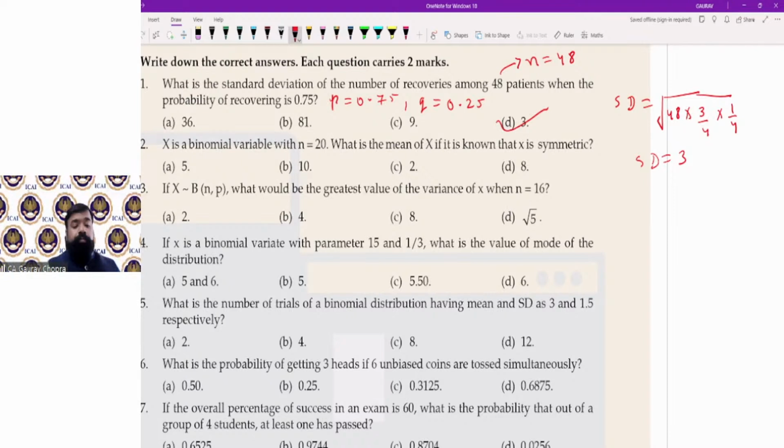The next one. Second, x is a binomial variable with n equal to 20. So this time n is given. What is the mean of x? We have to calculate the mean if x is symmetric. Symmetric means P is equal to Q, that is 0.5. So for the calculation of mean, it is 20 into 0.5, that is 10. Option number B.